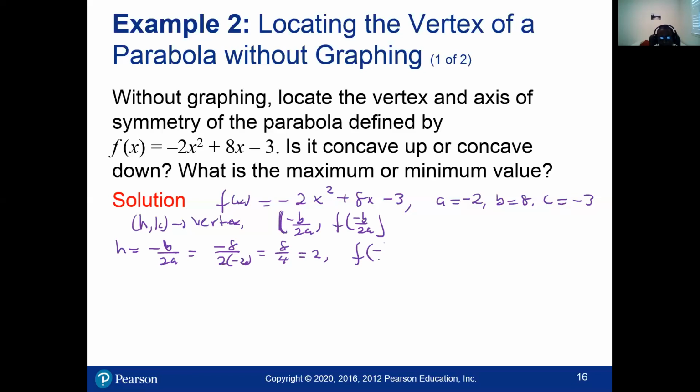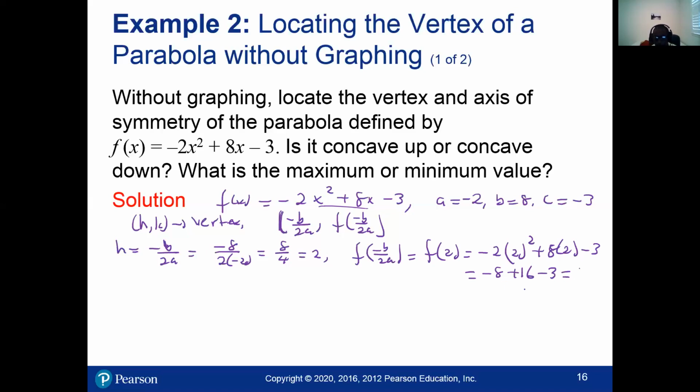Then f of minus b over 2a is the same as f of 2. F of 2 gives you minus 2 times 2 squared. We substitute into the original function, plus 8 times 2 minus 3. Let's simplify that. This gives us 4 times negative 2, that's negative 8, plus 16 minus 3. And this gives me 5, because negative 8 plus 16 is 8, minus 3 is 5.